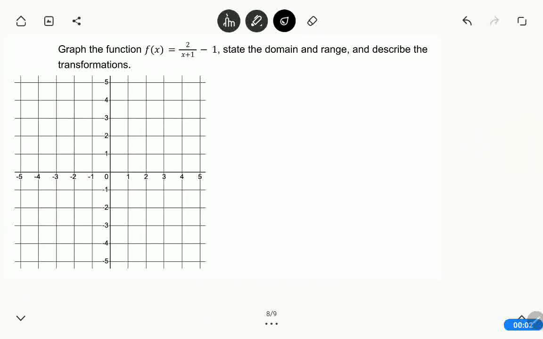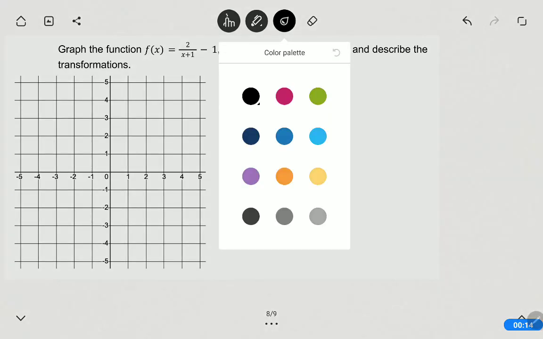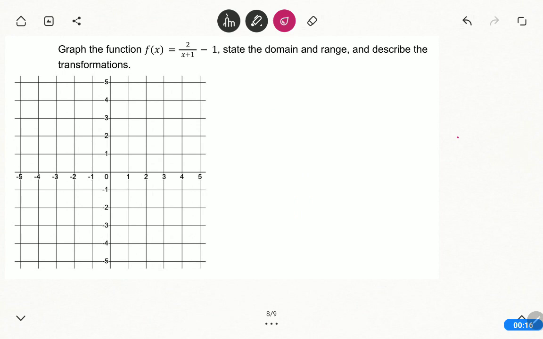Okay, in this example, we're going to be graphing the function f of x equals 2 over x plus 1, minus 1. And then we're going to state the domain, range, and describe the transformations for the function. So as we go about this, first of all, notice that this is a reciprocal function. So we are going to be using transformations here to graph it.